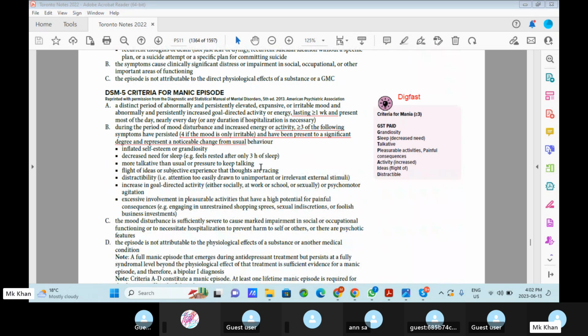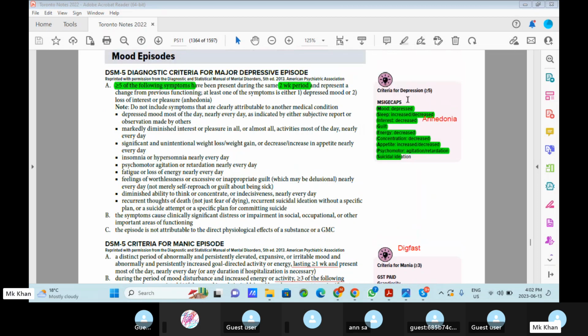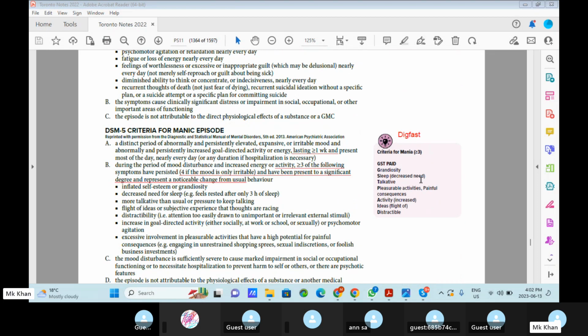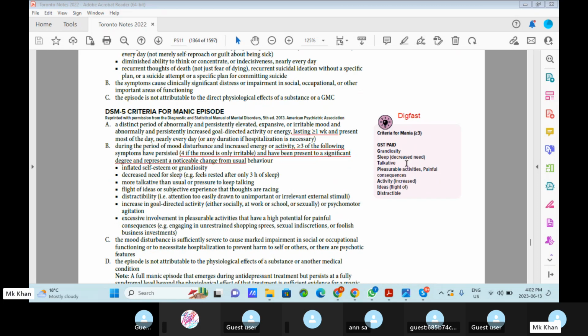The main mnemonic they have written here is GST paid, so you can remember this. But DIG FAST is also one of the famous ones. I think in UWorld and everywhere else they write it as DIG FAST, so use whichever is easier for you. Basically it is grandiosity, and then decreased need for sleep. In depression, sleep can be increased or decreased, but here the patient has a decreased need for sleep. Even if he sleeps for 3 hours, when he wakes up he has so much energy and is very hyper. This is important to remember for mania.